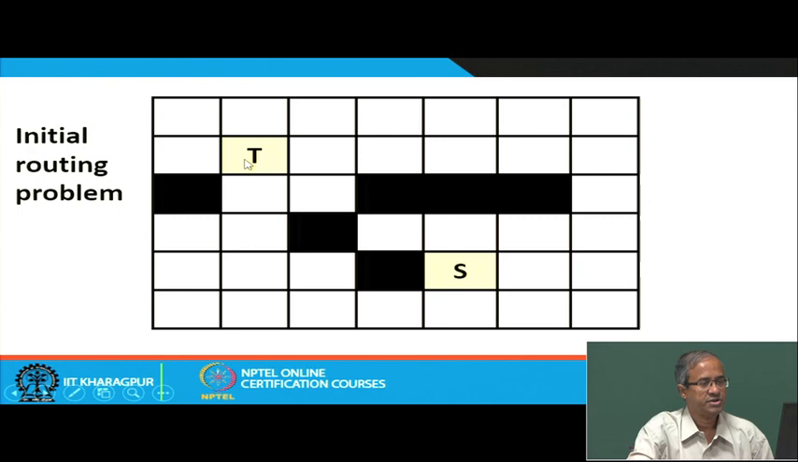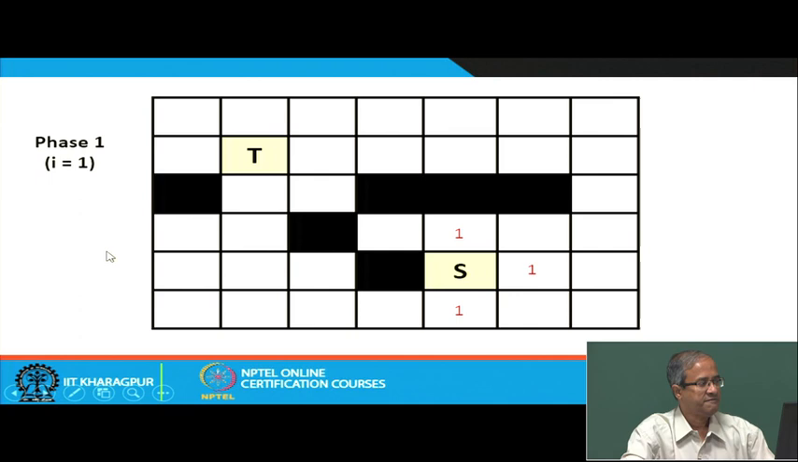So let us start with phase 1. Phase 1, for I equal to 1, as I had said, you try to find the cells which are at a distance of 1 from S and label them with 1. There are 3 such cells. In the next step, the neighboring cells of 1 will be marked as 2. So you see, this cell will be 2, this is 2, this is 2, this 2 and this 2. So in this way you proceed.